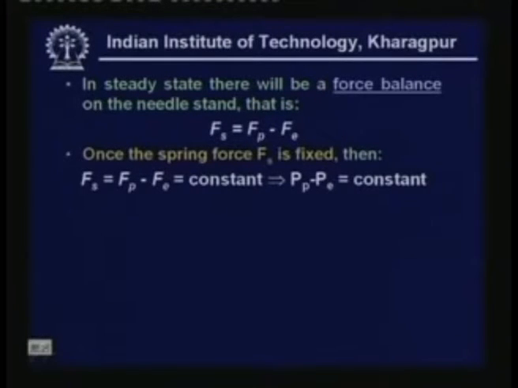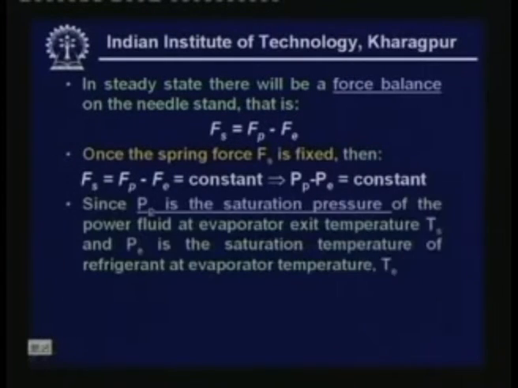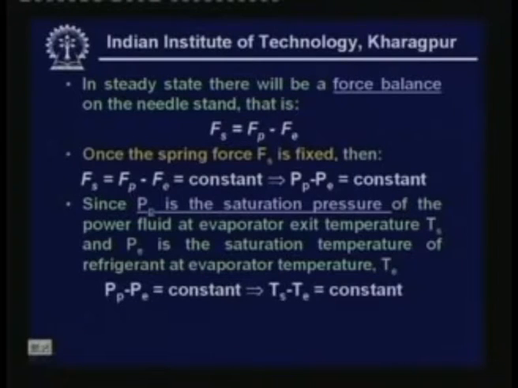Okay, so once you set the spring force, then the difference between the downward pressure and the upward pressure will remain constant. Now since Pp is the saturation pressure of the power fluid at evaporator exit temperature Ts, and Pe is the saturation pressure of refrigerant at evaporator temperature Te, Pp minus Pe is constant implies that Ts minus Te is equal to constant.